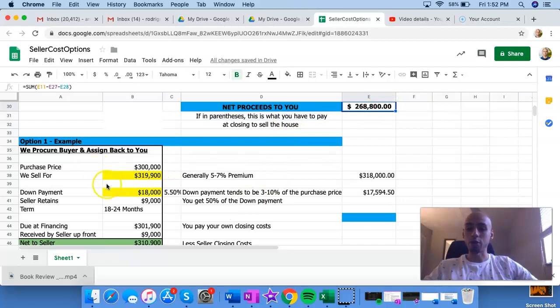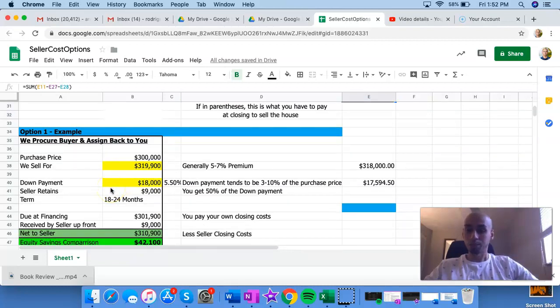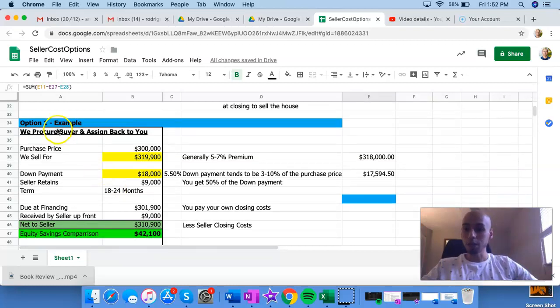Now here are the two options that I offer them. Before I ever see the house or meet them in person, I present them with these general ideas. I don't necessarily go into looking at comps at this stage. I'm just giving them an example of what they can expect with each option. This is where we procure a buyer and assign them back to them. That's the wholesaling lease option.